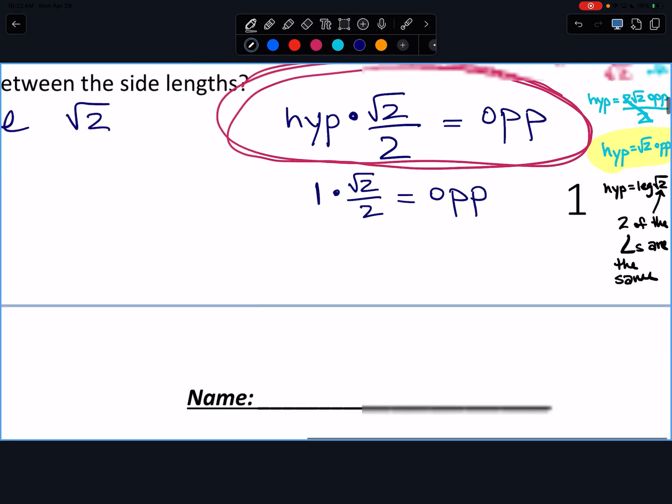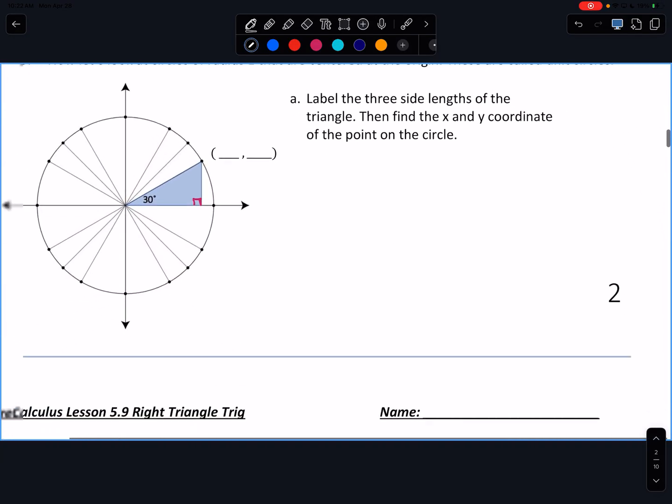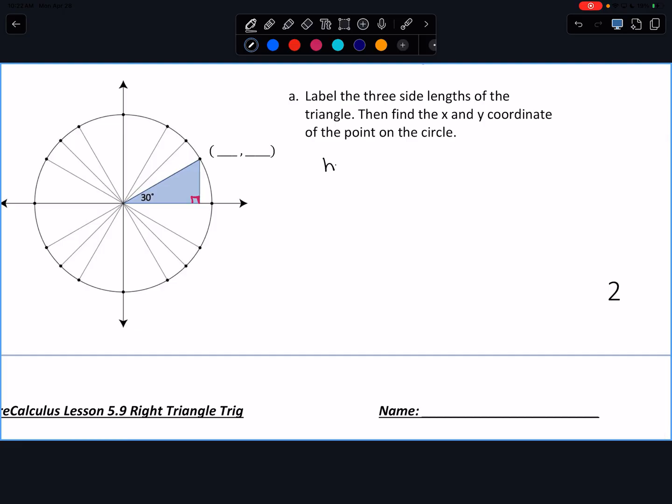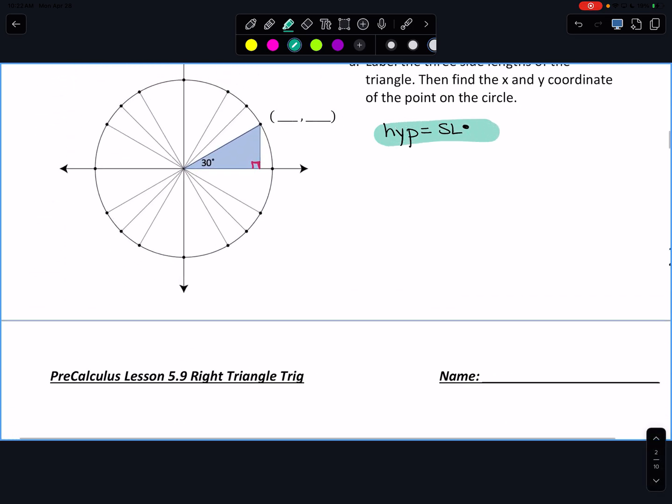All right, so for this 30, 60, 90 triangle, I'll write it down here, and then we'll go up there and look. The hypotenuse is equal to short leg times... Let me go up here and actually look. What's the hypotenuse equal? Short leg times what? Look. The hypotenuse is equal to the short leg times what? 2. Good. You just found the formula. The hypotenuse is equal to the short leg times 2.